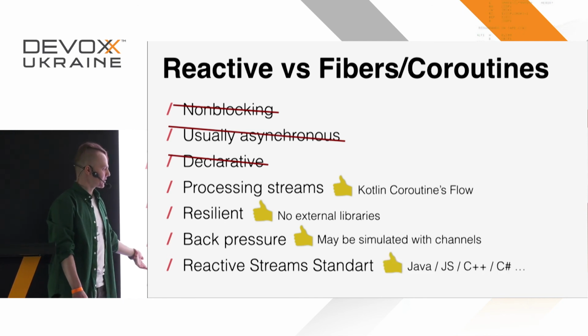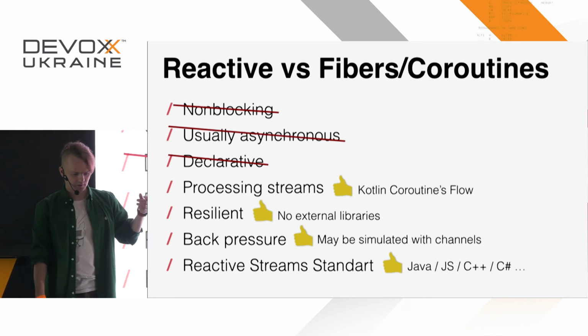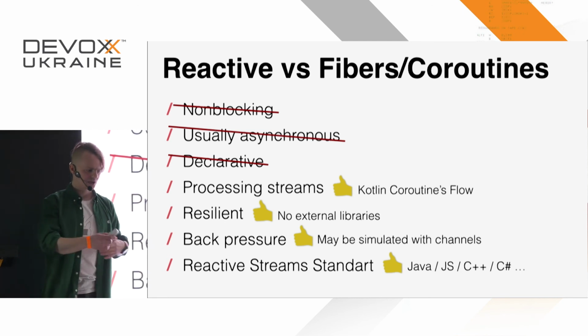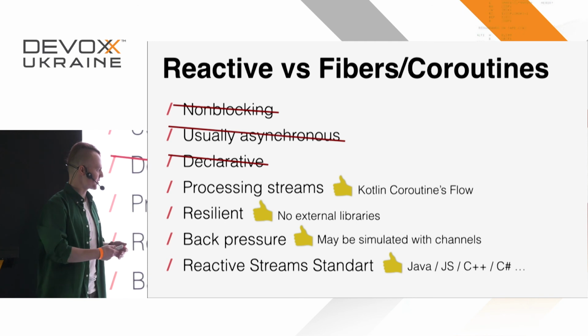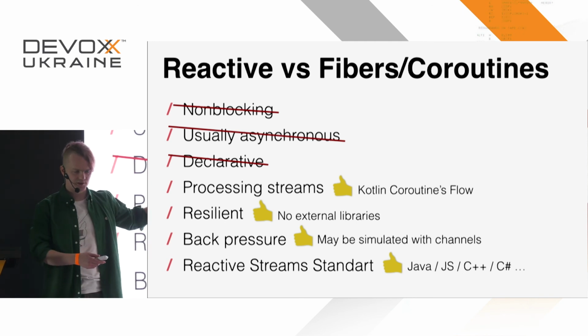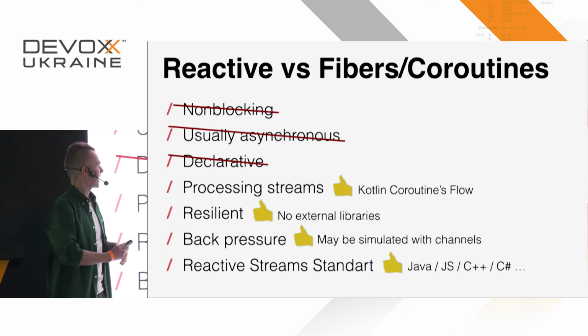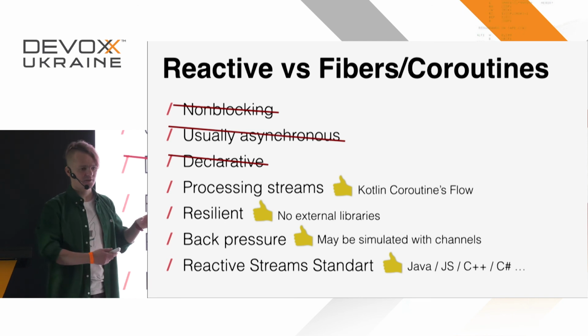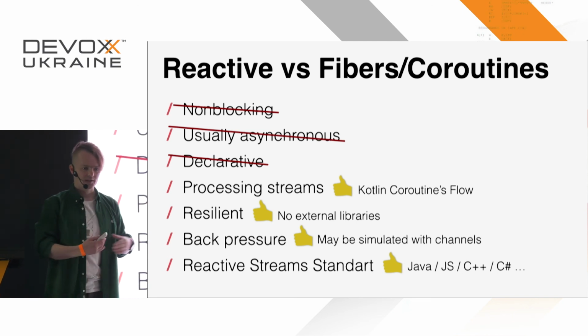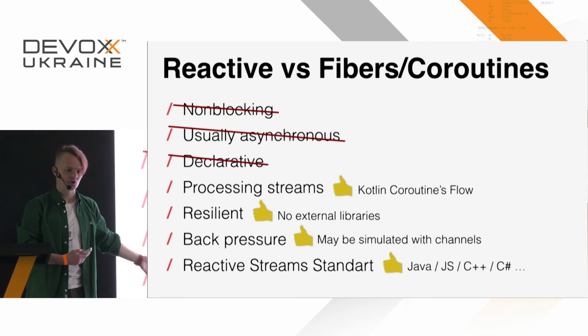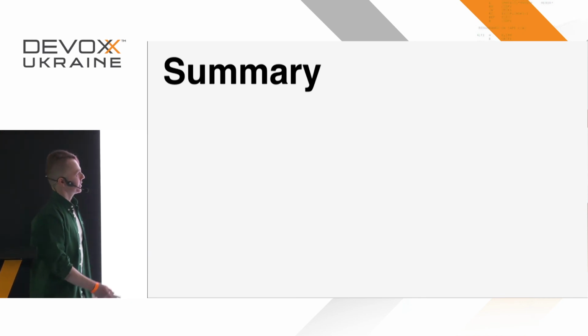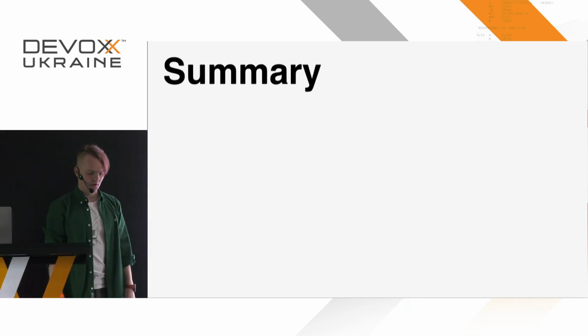And the reactive streams standard gives us a very cool thing: the application logic that you write with reactive streams in Java, JavaScript, C++, or another language is the same. Because async-await and coroutines differ from language to language, reactive streams are a cross-language concept. So that's why I think it's not all doomed.